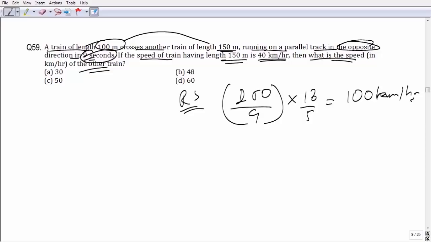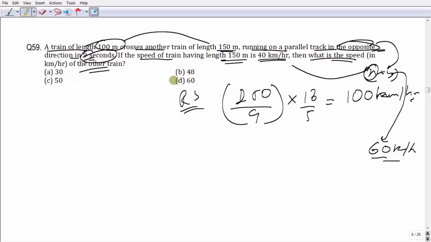Now, since they are moving in the opposite direction, their relative speed would be the sum of their individual speeds, and since we have the speed of one of the trains, that is 40 km per hour, the value of the other train would be 60 km per hour, which leaves behind option number D as your answer.